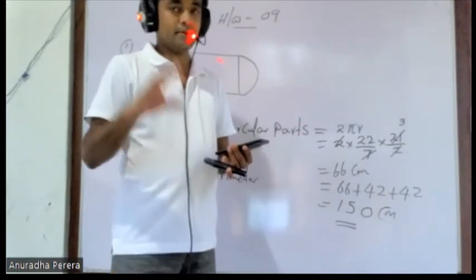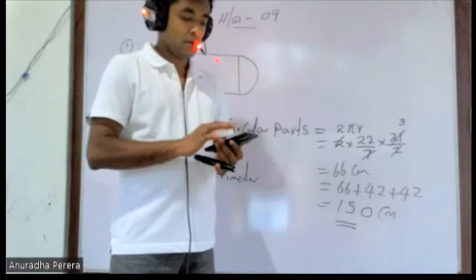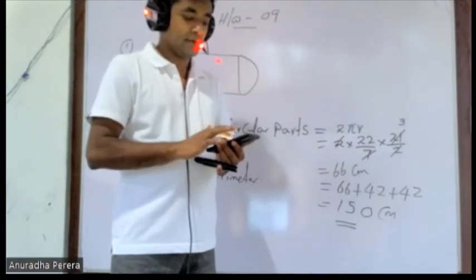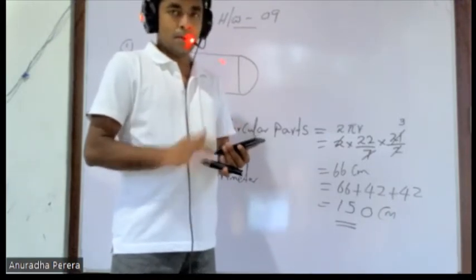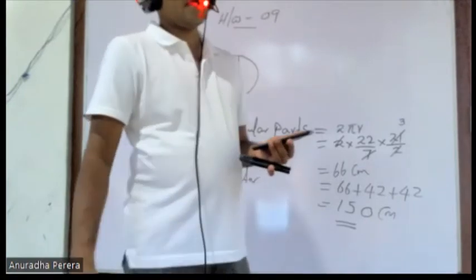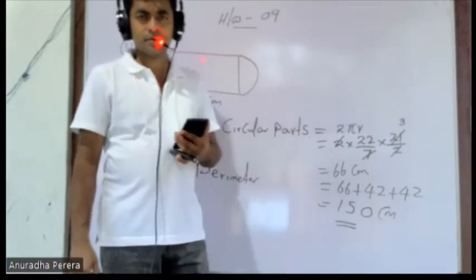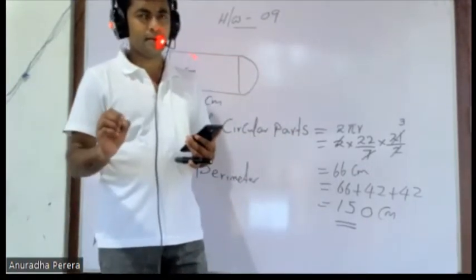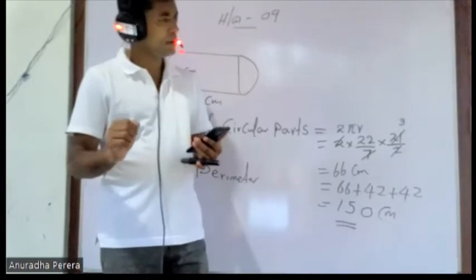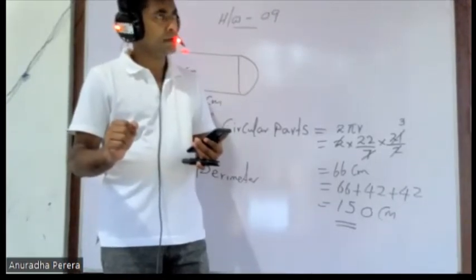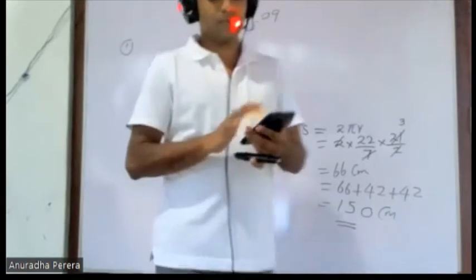Then the area of the... no, you can do it. You can do it. Have you discussed area of circular part in grade 9? When you're in grade 9? Yes, area of a circle is πr squared.